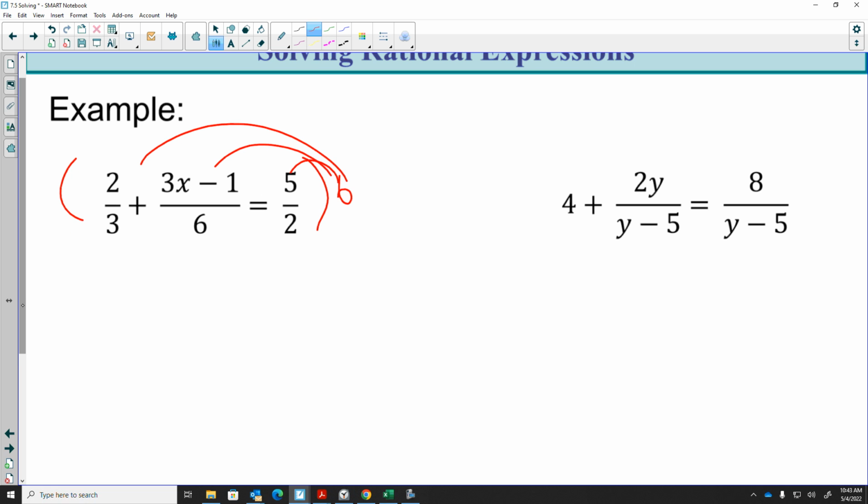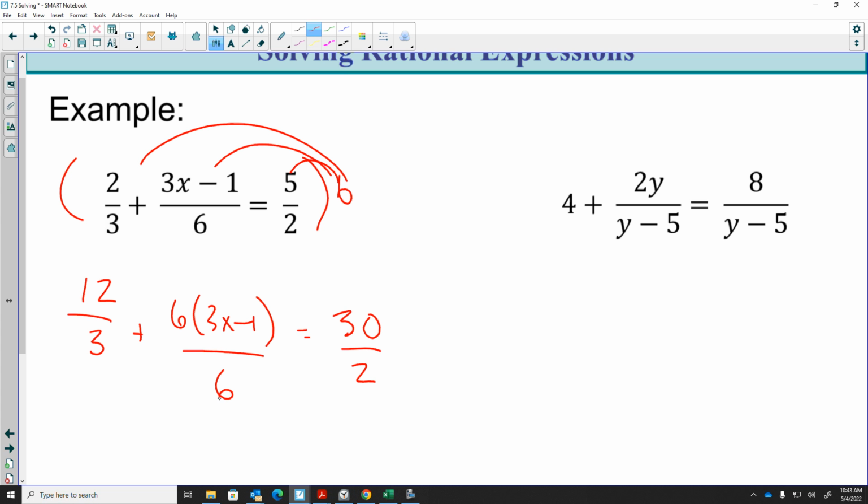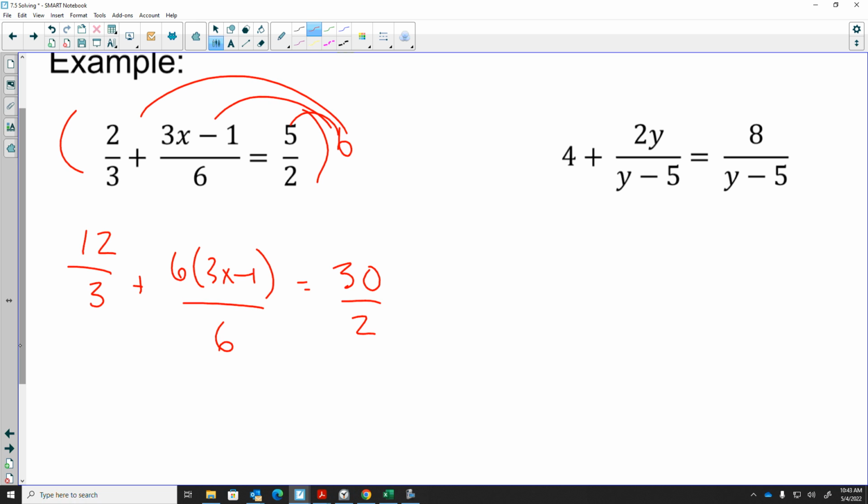Well, 2 times 6 is 12 over 3. It's 6 times 3x minus 1. I'm not actually going to multiply that out yet. You'll see why. 5 times 6 is 30 over 2. Oh, and this is over 6. Sorry. Because that's what the common denominator would have been.